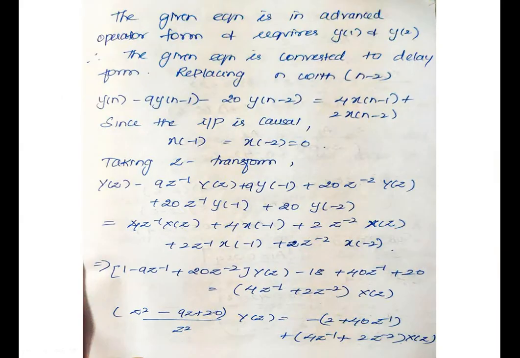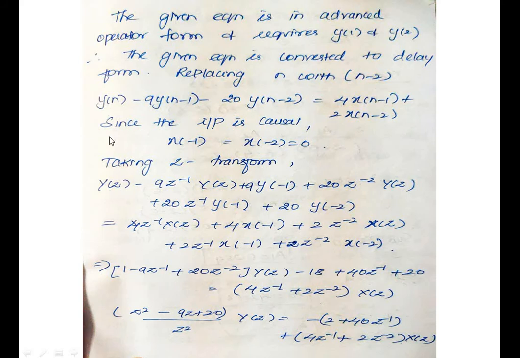To bring it into delayed form, we will replace n with n minus 2. And we have y of n minus 9y of n minus 1 minus 20y of n minus 2 equal to 4x of n minus 1 plus 2x of n minus 2. So the given input is the causal one. Therefore x of minus 1 and x of minus 2 values are going to be 0. So we will take Z transform for this delayed expression whatever we have got.